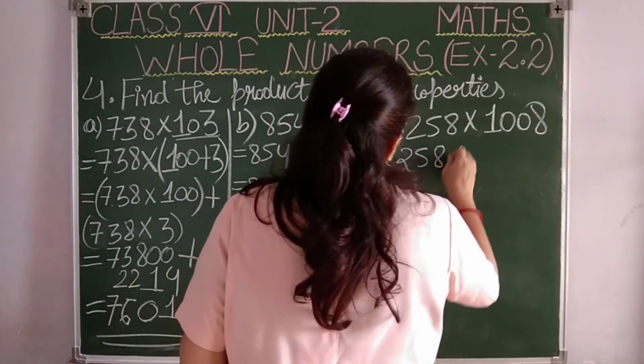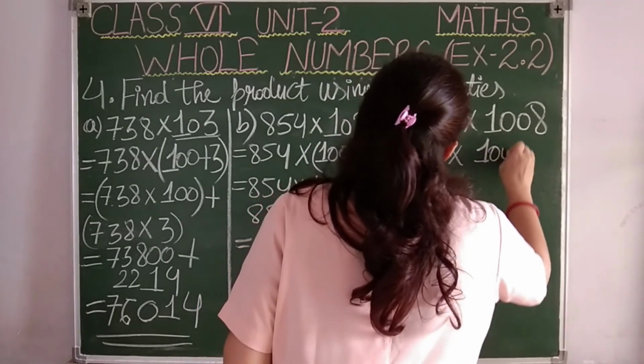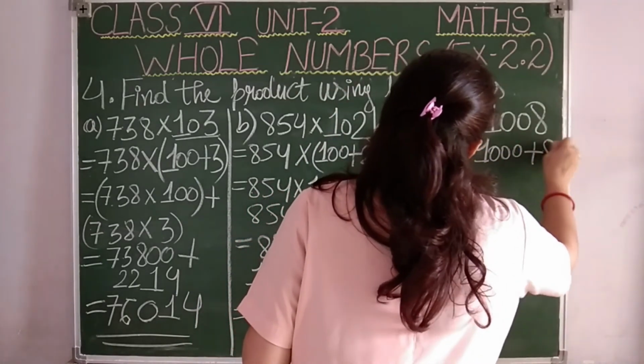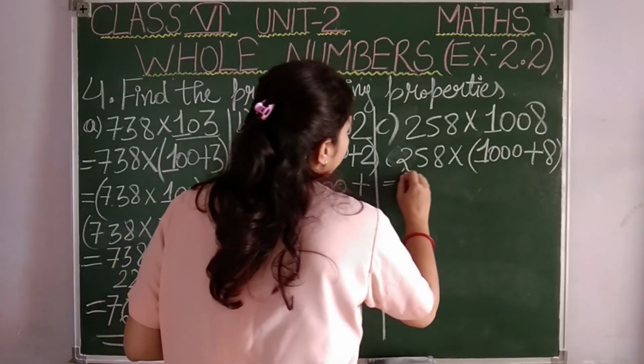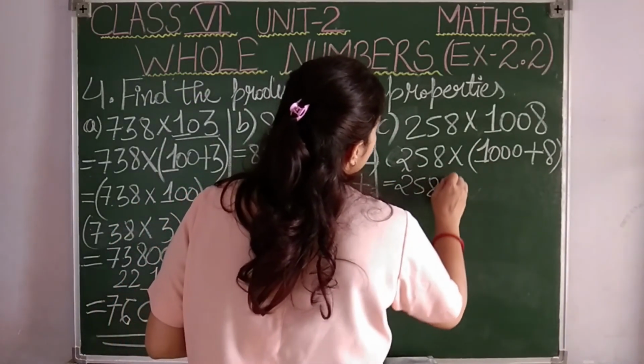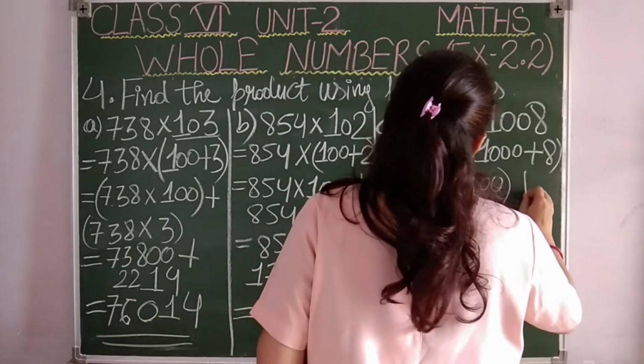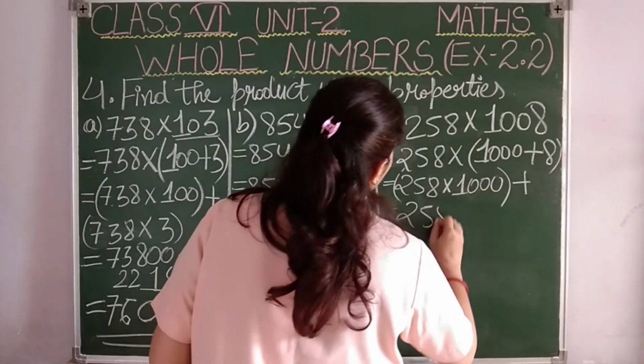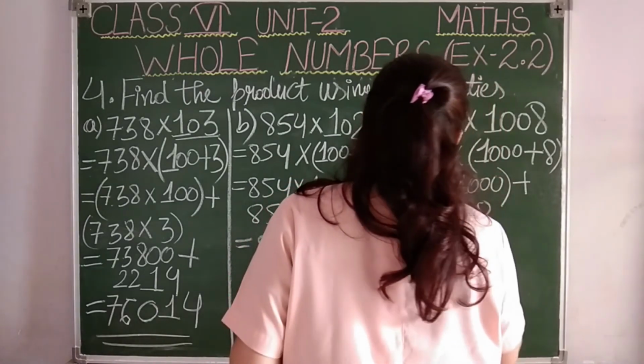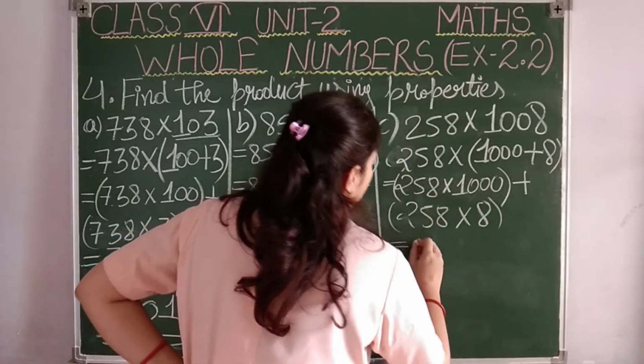Point number C. 258 multiplied by 1008 you can write as 1000 plus 8. Okay. Now again multiply 258 first with B, that is 1000. Then again 258 will be multiplied with C, that is 8. Multiply.